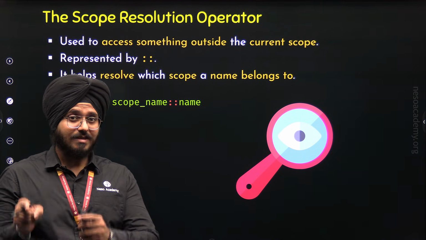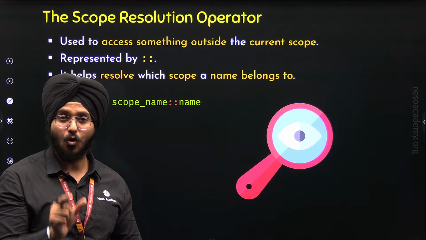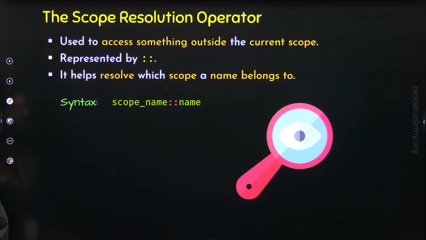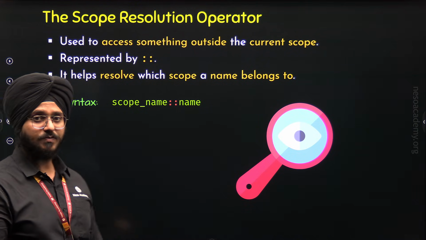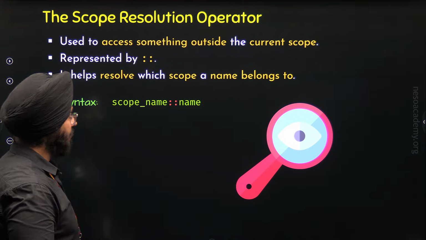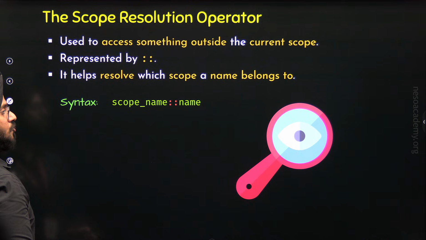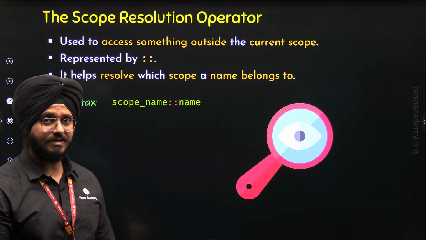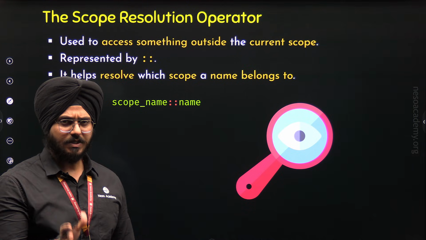Now, if we want to access that function outside the namespace, then we need to use the scope resolution operator. Before the scope resolution operator, we need to specify the name of the scope where the entity is available. This means we need to provide the name of the namespace first. Then after this, we need to provide the scope resolution operator. And after the scope resolution operator, we need to provide the name of the entity which we want to access from a specific namespace. I hope this is clear to you.